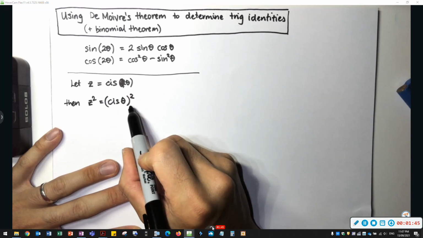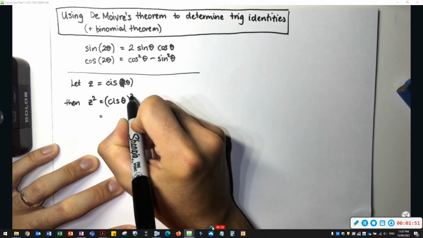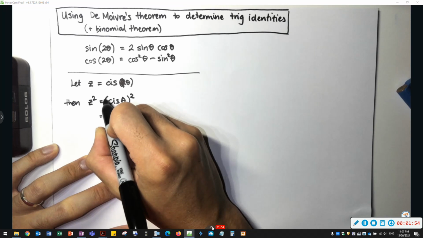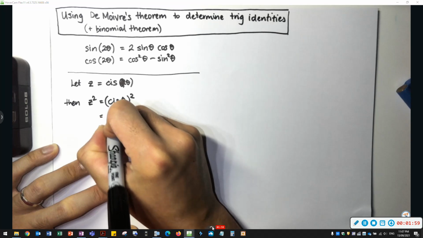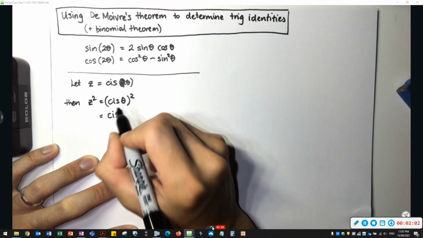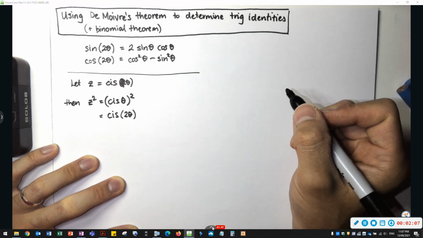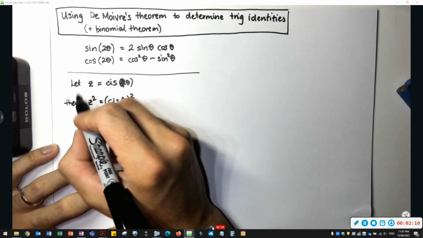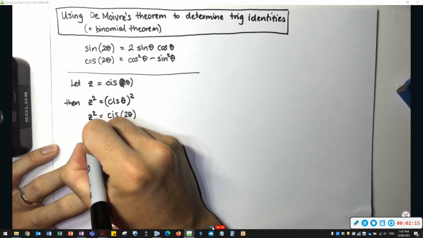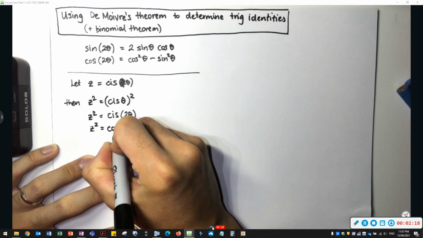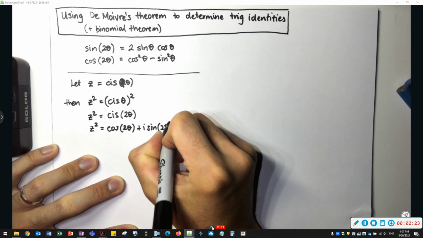Hopefully you can see here, this is an application of de Moivre's theorem. What we're going to do now is raise the modulus, which happens to be 1, to the power of 2, which is also 1. And we're going to multiply the argument by 2. So it just happens to be cis 2 theta. That's it. So that's the answer. Now, this is written in polar form. We can expand this out, so we can write it as cos 2 theta plus i sine 2 theta.